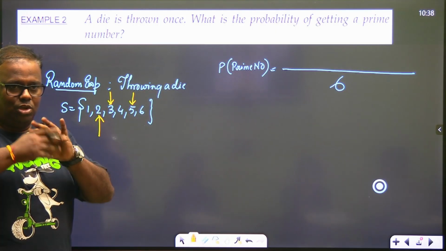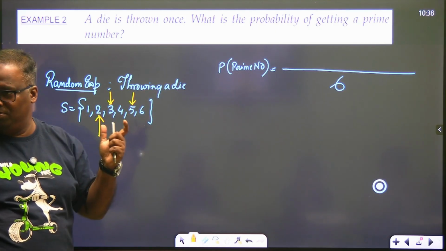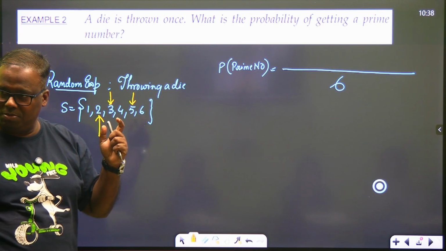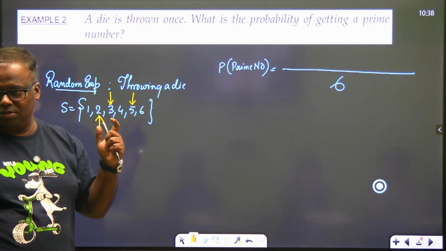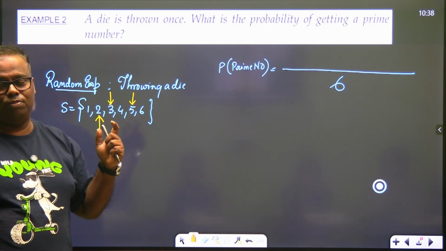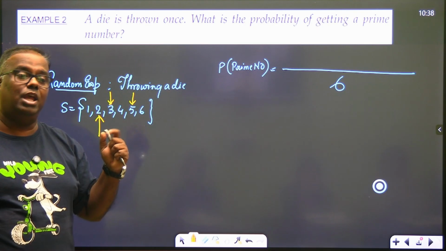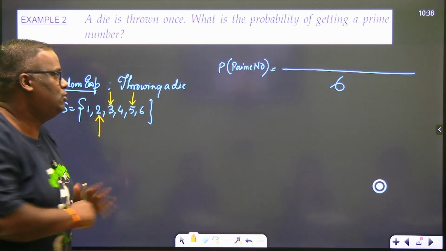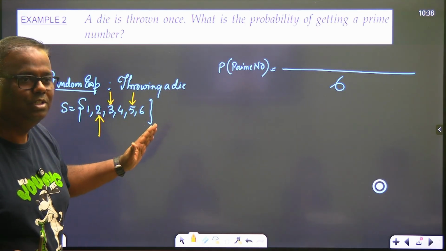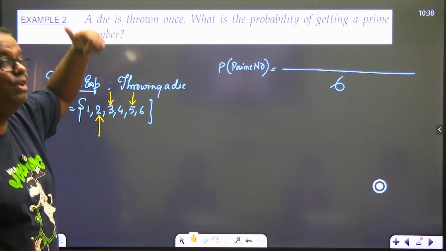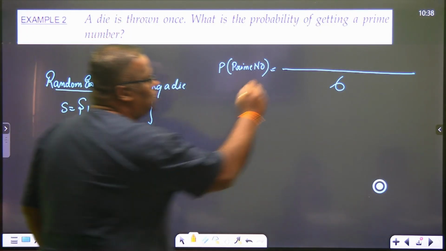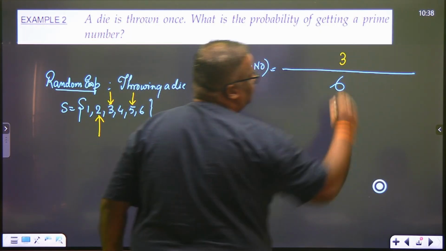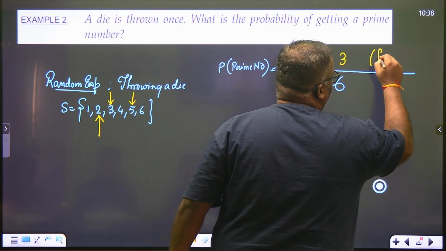The question is, I should throw a dice and I should get a prime number. If 2 comes, have I won the match? Yes. If 3 comes, have I won the match? Yes. If 5 comes, have I won the match? Yes. Anything other than that? No. So how many options favor you? What was the formula? Number of favorable options. So how many options favor me? 3 options favor me.